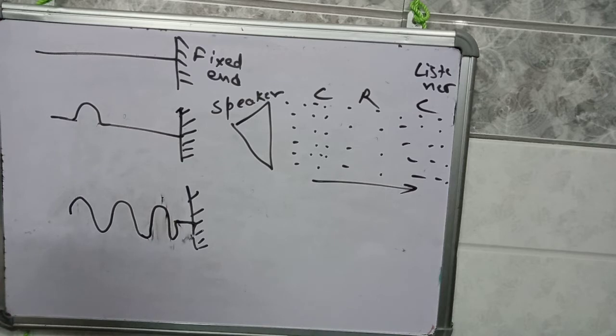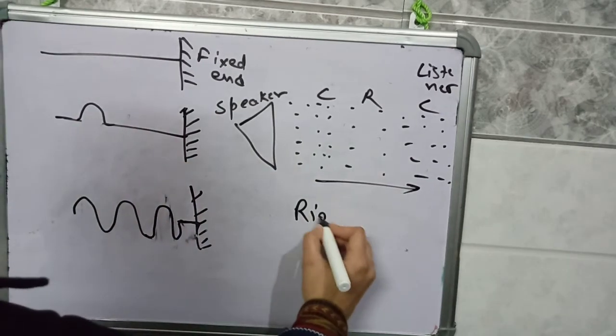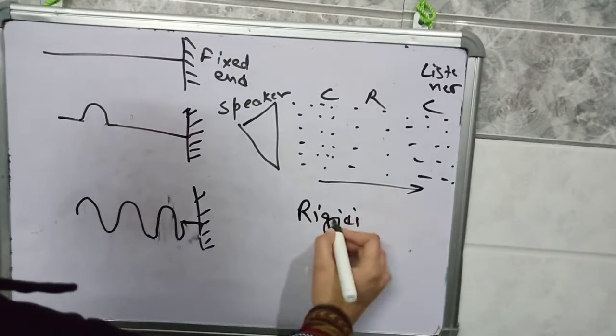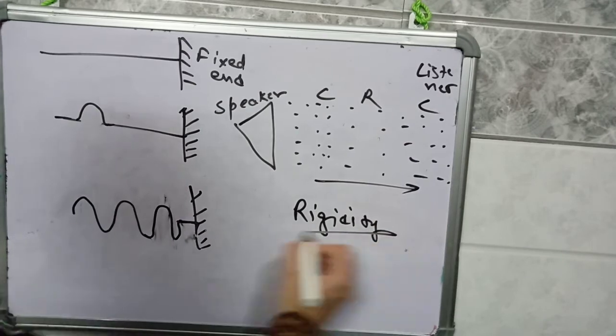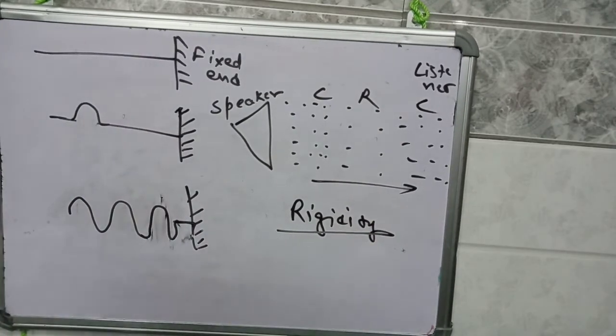Transverse waves always form crests and troughs, right? So they involve a change in the shape of the medium. Transverse waves involve a change in the shape of the medium, so they should travel through a medium which has rigidity. We are talking about the transverse wave. A transverse wave can travel through a medium which has some rigidity.